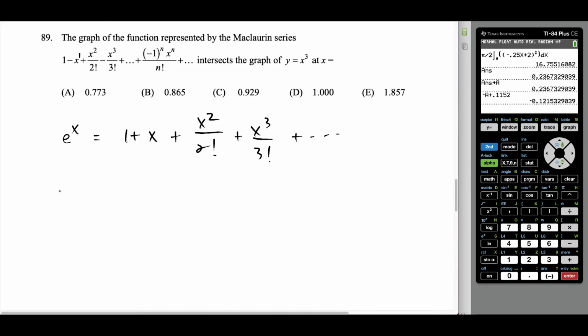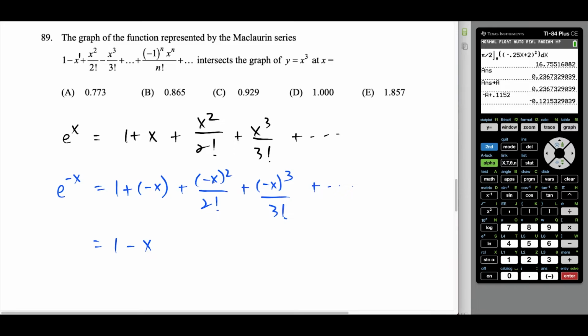The way we can make these match is if we replace every x with a negative x. Now this is 1 plus negative x plus negative x squared over 2 factorial plus negative x to the third over 3 factorial, and so on. It starts off as 1 minus x, but when I have a negative x in parentheses squared, I'm raising it to an even power, which switches it back to a positive x squared over 2 factorial. Negative x to the third power is an odd power, so this goes to a minus x to the third over 3 factorial. The next one would be plus x to the fourth over 4 factorial. So really, what they gave us here is the Maclaurin series for e to the negative x.